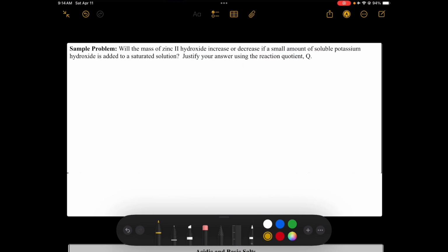Let's look at this second sample problem. Our second problem says, will the mass of zinc(II) hydroxide increase or decrease if a small amount of soluble potassium hydroxide is added to a saturated solution? Justify your answer using the reaction quotient Q. Okay, so once again, we're going to use the very trusty method of drawing a picture just so that we're clear on what is happening.